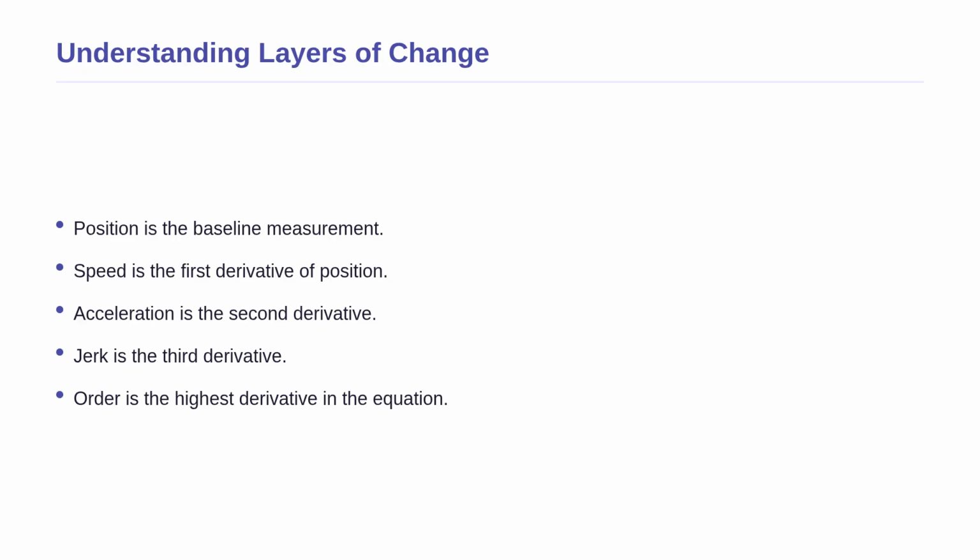Now that we know what we are studying, let us understand why these layers of change matter. Imagine you are driving a car down a highway. Your current position is your baseline. Your speed is how fast that position changes, which is the first derivative. When you step on the gas, you experience acceleration, the second derivative. And if you slam on the brakes, you feel a violent jerk, the third derivative.